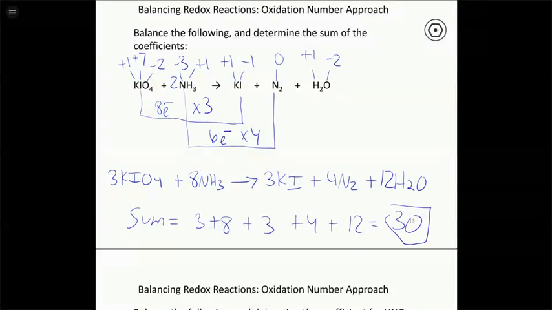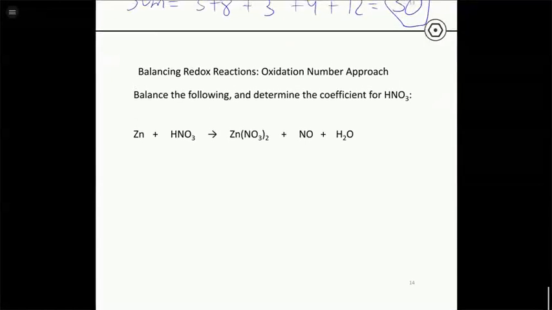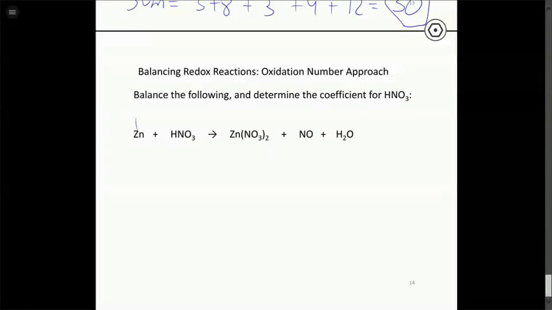Now I want to do this last one here because it introduces a slightly new feature. So we have zinc plus nitric acid making zinc nitrate, NO, and water. So quickly to go through this one, the oxidation numbers, we have a 0 for zinc, it's an element by itself, +1, -2, and +5 for nitric acid. I'm going to do these quickly because we're running out of time, and I know you guys are all dying to start your break. We have +2 for zinc nitrate, it's an ionic compound with a +2 charge. We have +5 and -2 for oxygen to balance that.